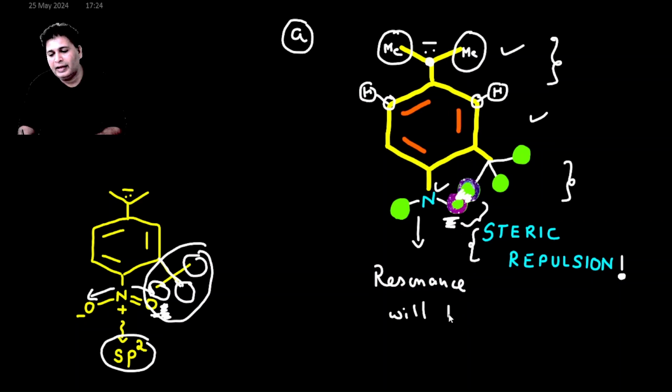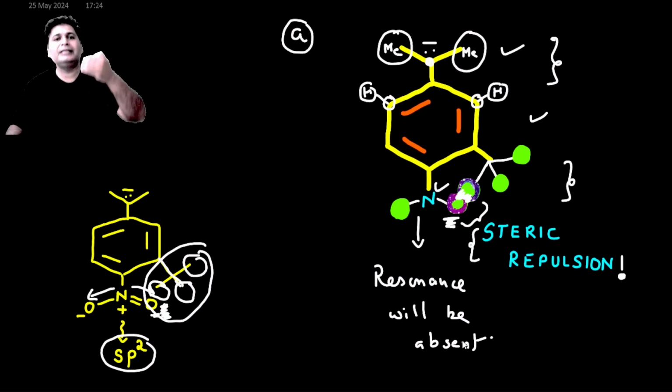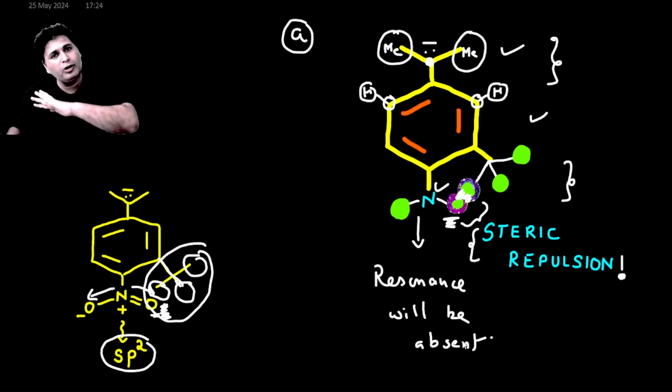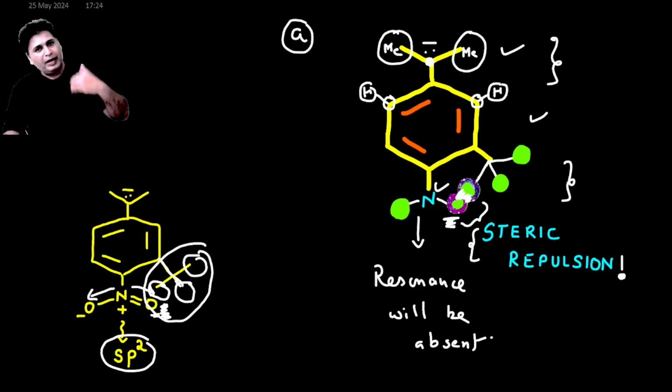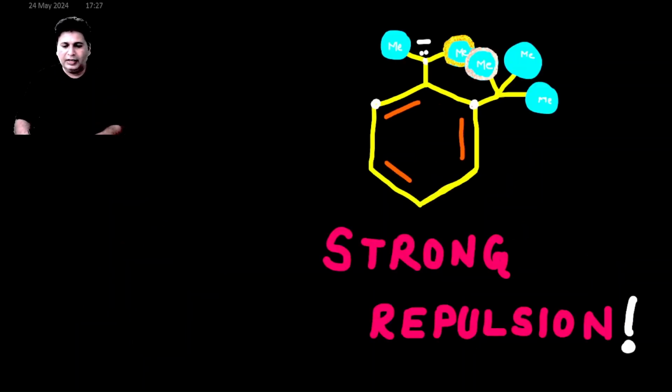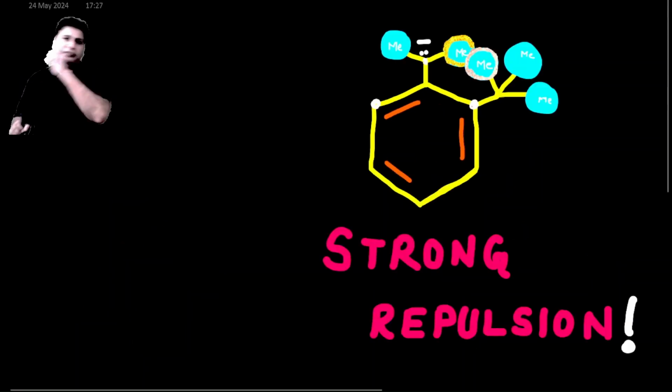Resonance will be absent. What type of resonance will be absent? That means its resonance interaction. The resonance interaction of the NO2 group with the benzene ring will not be there because the condition is not met. Okay, so that is one of the issues. Now before we keep analyzing further, I have given a different situation now.